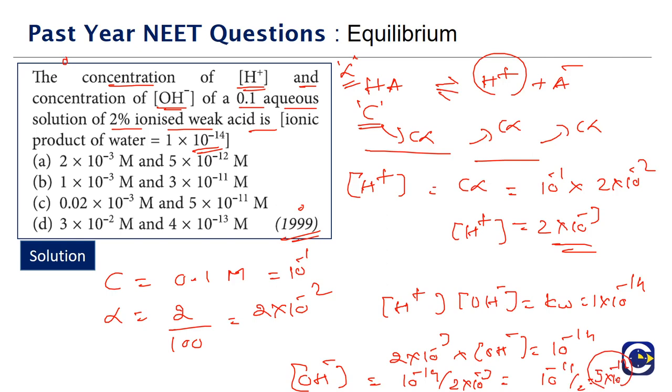So the H plus value is what? 2 into 10 power minus 3, and OH minus value is what? 5 into 10 power minus 12. We can check if you multiply both of them, right? Just multiply both of them. What is this, 2 5s are 10, 10 power minus 3, 10 power minus 12, 10 power minus 15. So 10 into 10 power minus 15 means what? 10 power minus 14, which is kW.